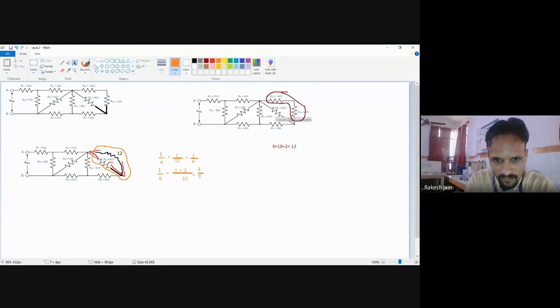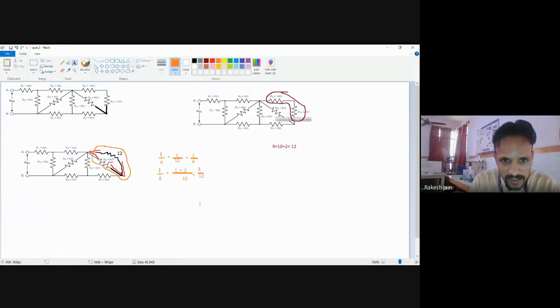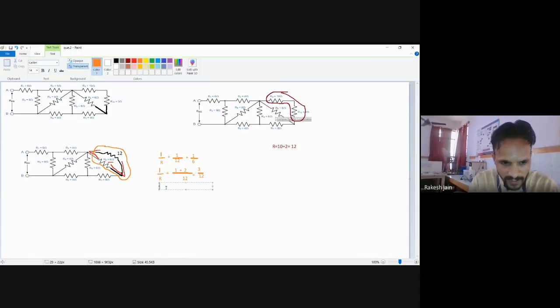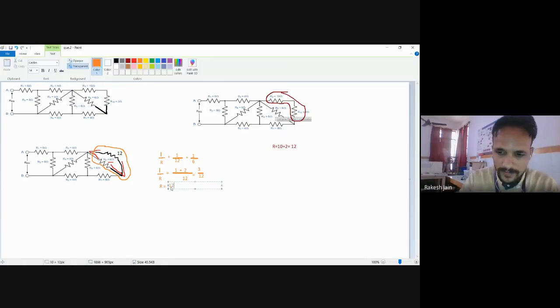So this is the answer of 1 upon R, but we have to find out the value of R. What is the resistance? Because 3 divided by 12 was the answer of 1 upon R, and we have to find R, 1 upon R will be converted into R. So 3 divided by 12 will be converted into 12 divided by 3. The numerator goes to the position of the denominator, and the denominator goes to the position of the numerator. So 12 divided by 3 is equal to 4 ohm.